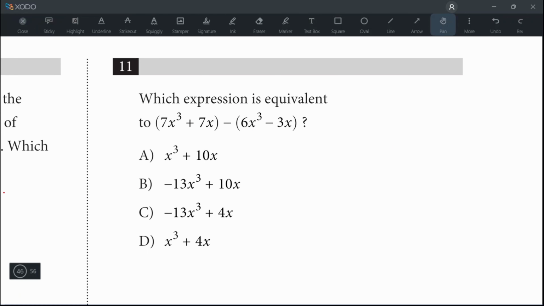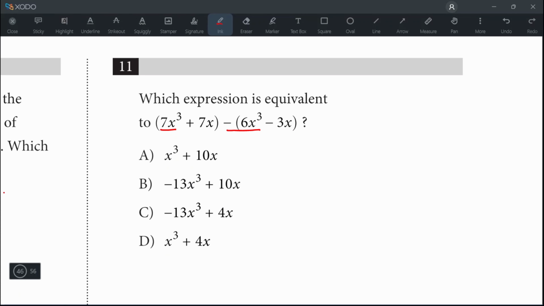Now, what about question number 11? Which expression is equivalent to 7x to the power of 3 plus 7x minus 3x to the power of 3 minus 3x? So let's subtract like terms. 7x to the power of 3 minus 3x to the power of 3 is equal to 4x to the power of 3.